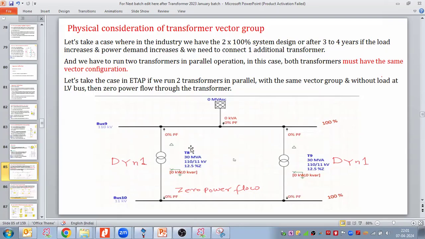So you can see in this snapshot of ETAP, there is no current flowing, 0 kVA, 0 and 0, everywhere it is 0 because there is no load connected here.